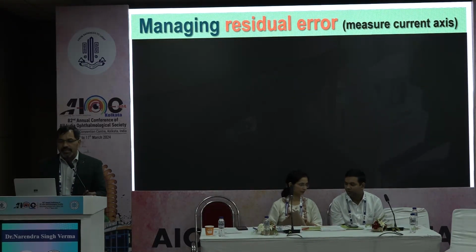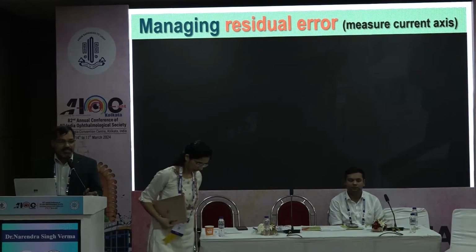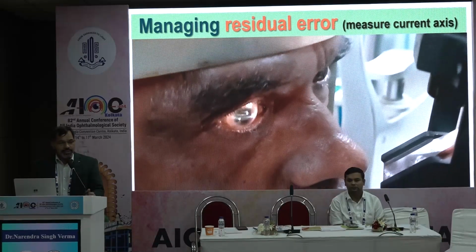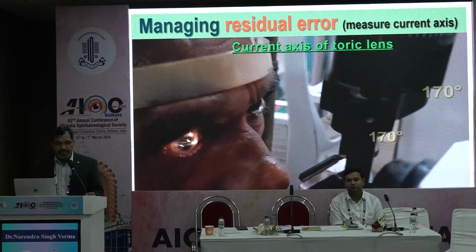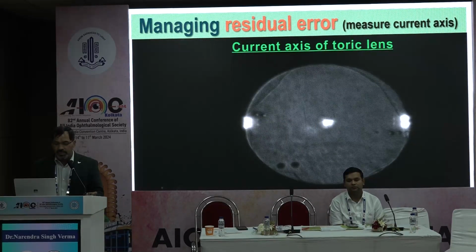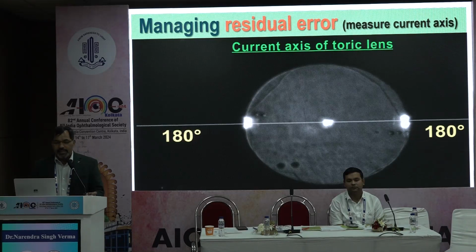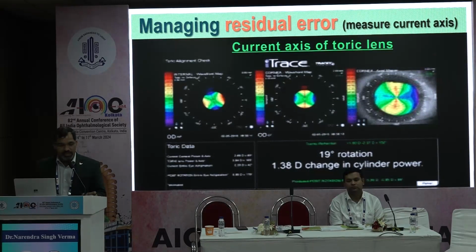To check how you can measure the current axis of the toric lens, it is very easy. Dilate the patient, make a slit, adjust it on the mark of the lens, and there is a rotating compass in the upper part, so you can check how much the axis is. If you have a retroillumination mode in your autoref, you can take the retroillumination picture, and by using the compass you can also mark this. You can find out the current axis of the toric lens.